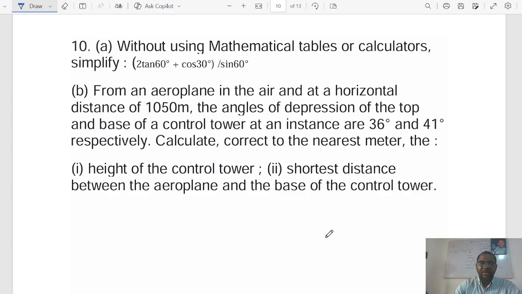Here we have number 10 question of 2015 WAEC past question internal exam. So we are asked, for 10A, without using mathematical tables or calculators, to simplify this. Okay, so I'm going to use another board to do this.